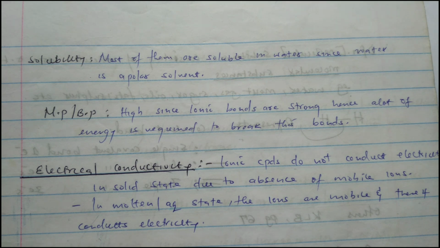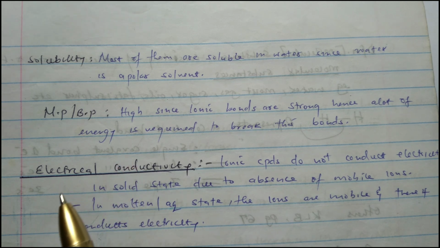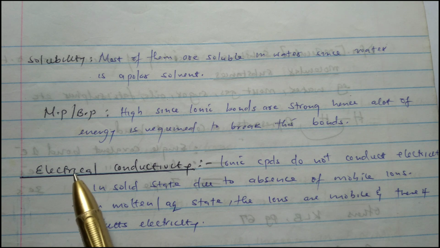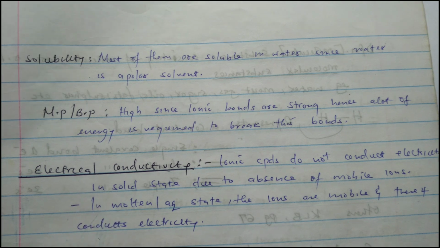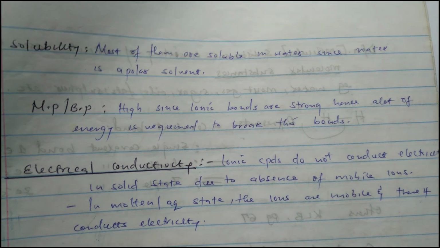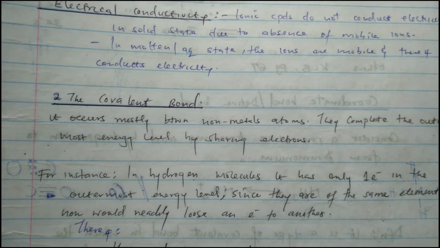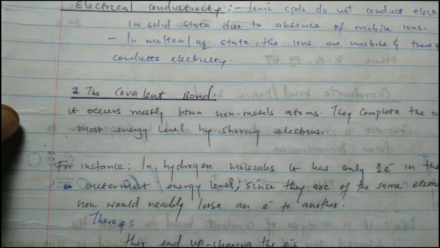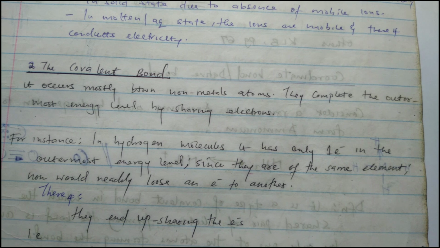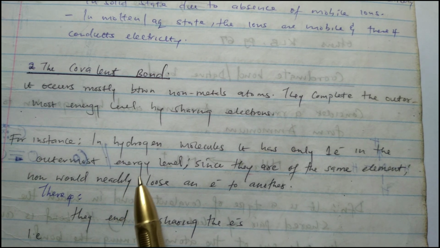Right? So those are the three properties of ionic compounds that I can address in this particular lesson. So that's all about ionic compounds, or the ionic bond. And the second bond that we need to look at is the covalent bond.